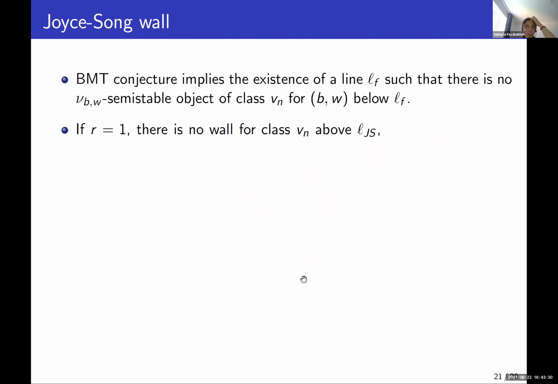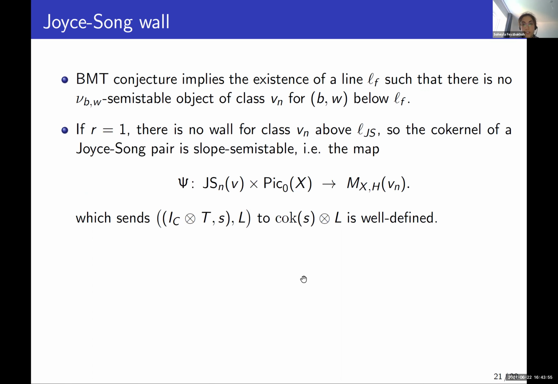Okay, so let's start first with the case R equal to one. It's not hard to show that there is no wall for C_A^{S,B,N} above LJS, since we have seen that the cokernel of S is stable above the Joyce-Song wall. Since there is no wall, it's basically semi-stable in the large volume limit, and in particular it is slope semi-stable. This immediately gives that the cokernel of the Joyce-Song pair is slope semi-stable, and so this map psi that I defined in the first theorem is well-defined.